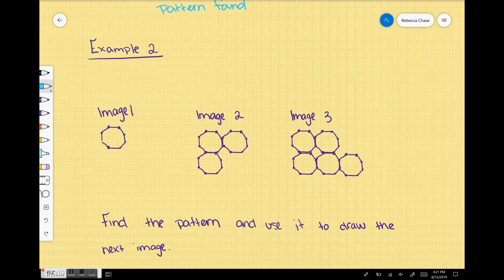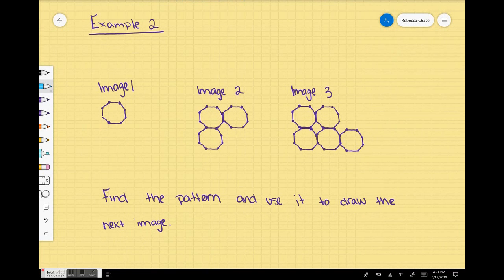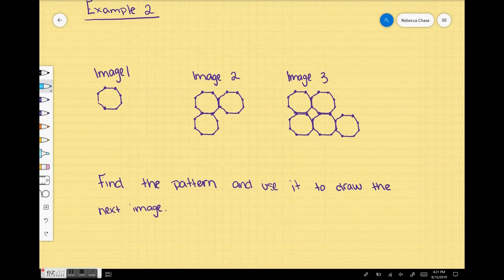Okay, so we're going to look at example 2. It says find the pattern and use it to draw the next image. So again, we have to make a conjecture because we don't know what happens. And I'm going to try to get fancy with my computer here in order to do this. So we have to look, okay, in this situation right here, I have one of those shapes. Here I have 3 of those shapes. Here I have 5 of those shapes. So 1, 3, 5.